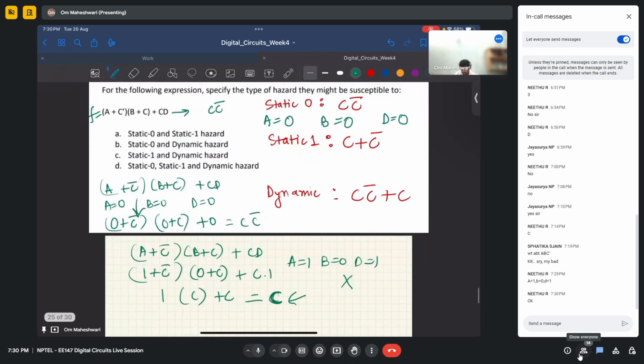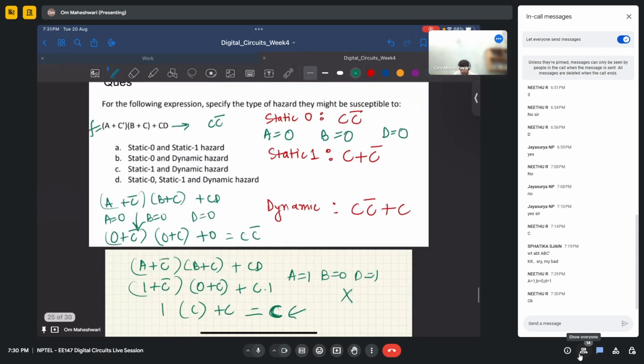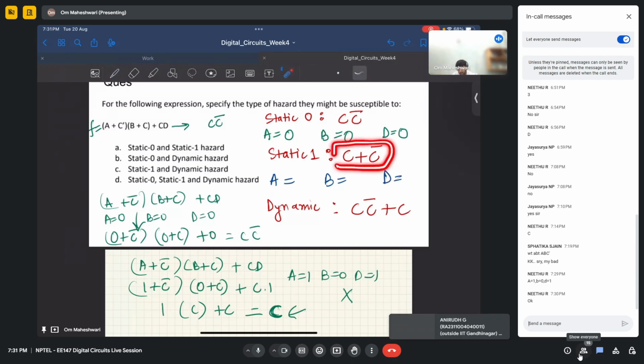Okay. So now for static 1 hazard, you need C plus C bar. So in what condition of A, B, and D can we get C plus C bar from here?